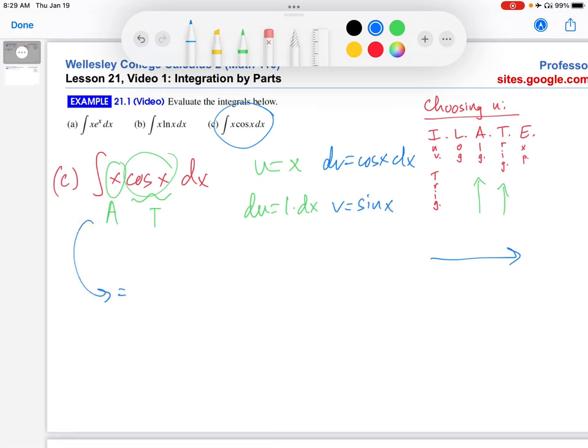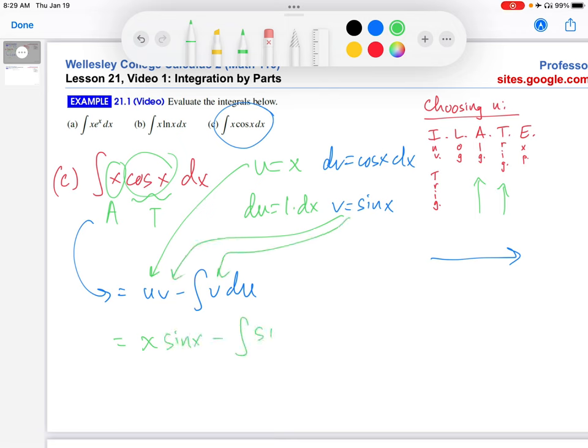So then we get u times v minus the integral of v du, and then we just put in everything we know. So u is x, v is sine x, minus the integral of the same v, sine x, and then du, that's dx. And then check, right? Is the integral we got simpler than the integral that we started off with? Answer is yes. So great, this helped us out.